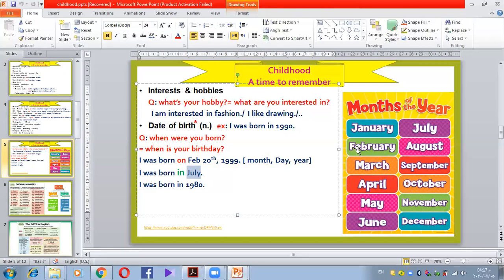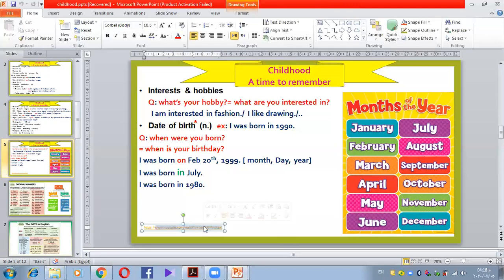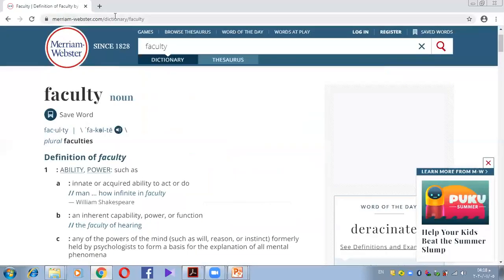Do you remember the months of the year? I don't know if we have taken them at the beginning or not, but let's revise them. What are the months of the year? There are 12 months of the year. January, February, March, April, May, June, July, August, September, October, November, December. Okay, it's just the first part. They are different, but the rest are easy to remember. Let's have a look at this.